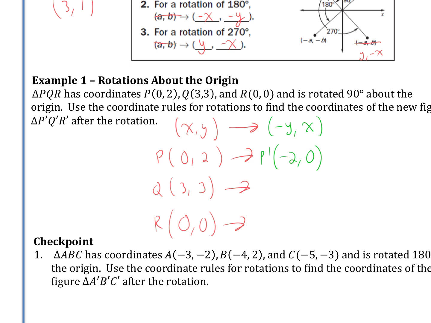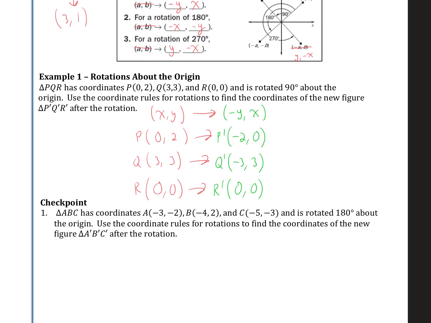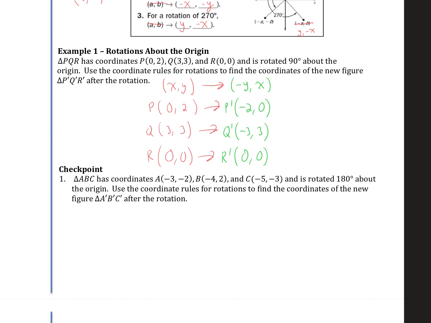Okay? Why don't you guys see if you can figure out Q and R? Go ahead. All right, so Q prime: the opposite of 3, which is Y, is going to be negative 3, and X is going to stay the same, just 3. And then R prime: the opposite of 0 is 0, and 0 stays the same for X. And that's it. There's our rule. Okay, why don't you guys go ahead and do the checkpoint. It's a new triangle ABC, and it's also rotating 180 degrees. Why don't you guys go ahead and give it a try.